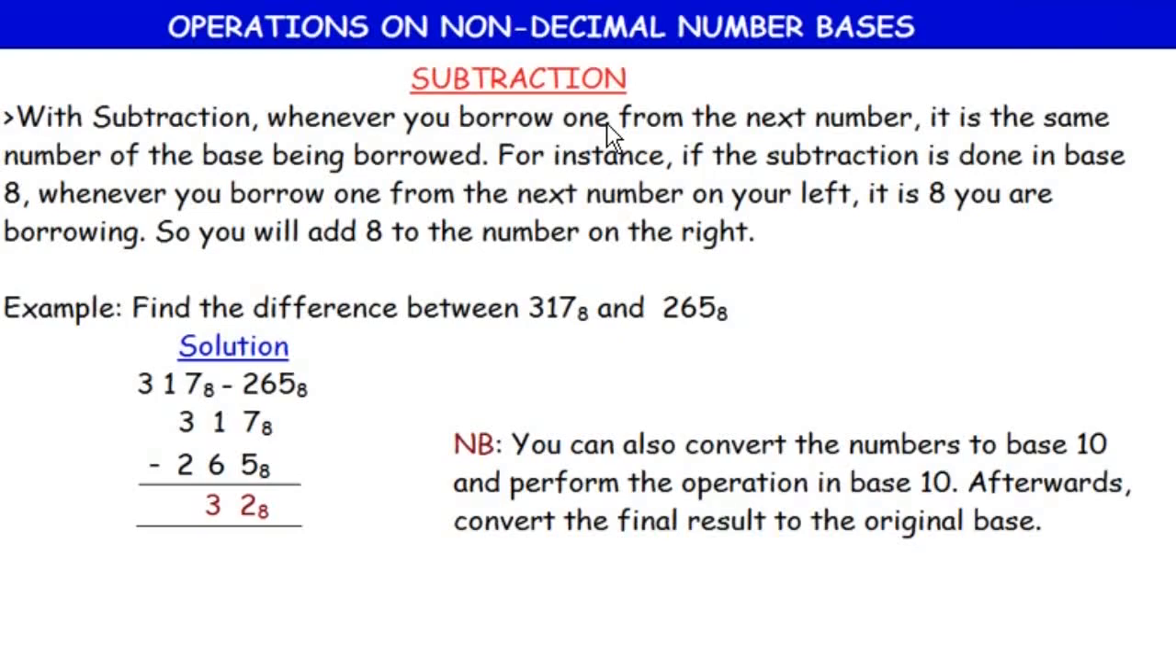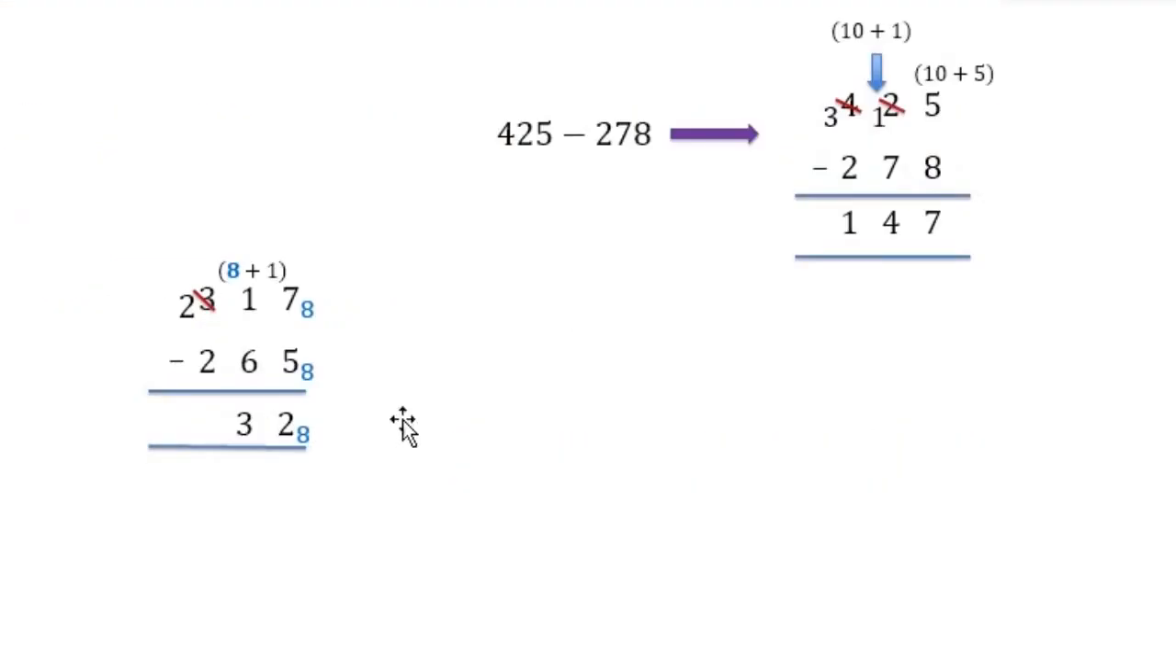But whenever we are borrowing from the next number, it is the same number as the base that we are borrowing. So if the subtraction is done in base 8, whenever you borrow 1 from the next number on your left, it is 8 that you are borrowing. Okay, let me give you this illustration. Now let's cast our minds back to normal subtraction.